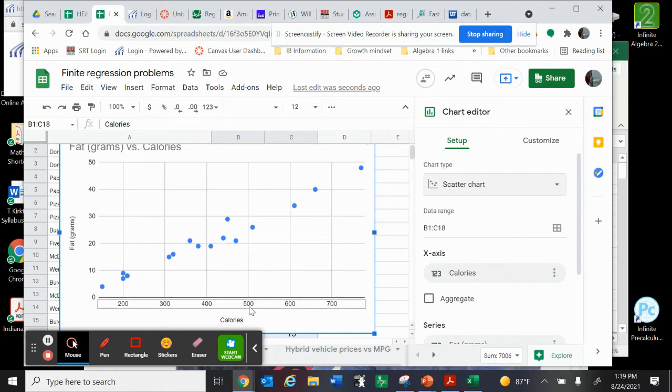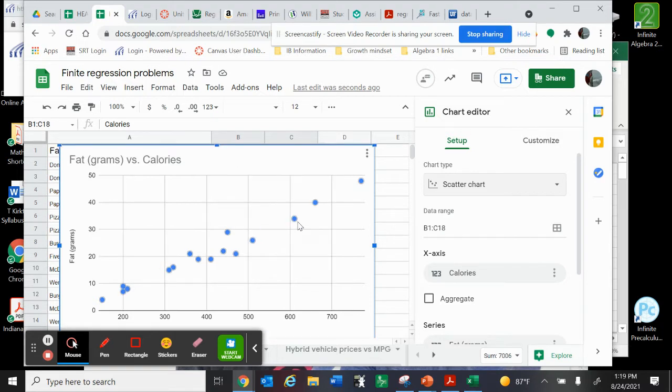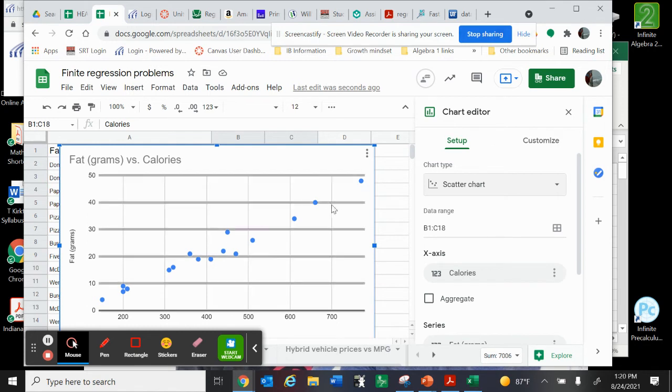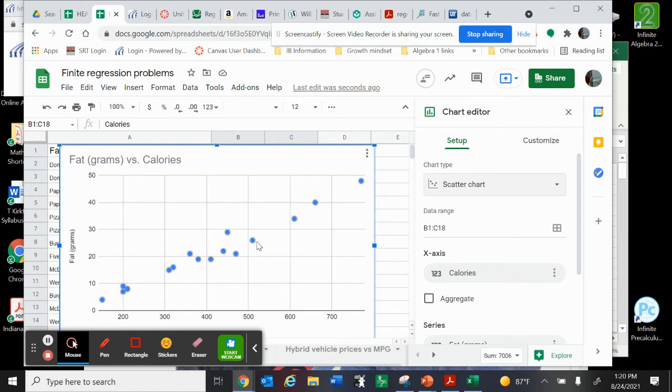It has calories here. So as the calories go up, so do the fat grams. So the stuff that makes up McFood has kind of a linear relationship here. So if you can see, the better the dots line up into a line, the stronger the relationship.